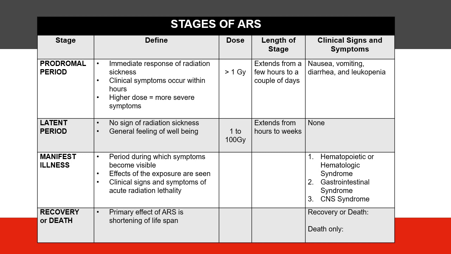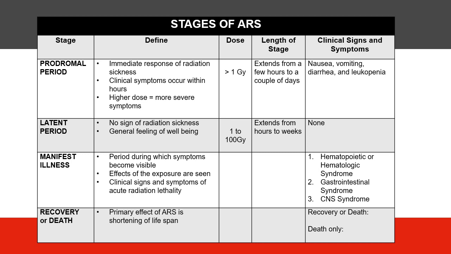The severity of symptoms is dose-related, so at doses in excess of 10 gray, symptoms can be violent. At still higher doses, the duration of the prodromal period becomes shorter, as it's difficult to separate the prodromal period from the period of what's called manifest illness 2 stages later.